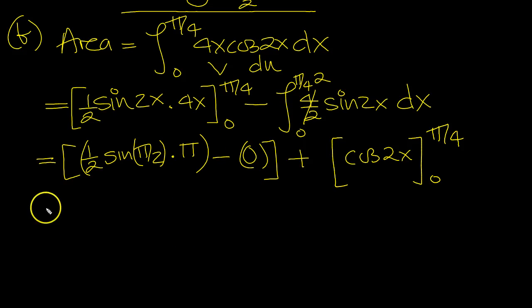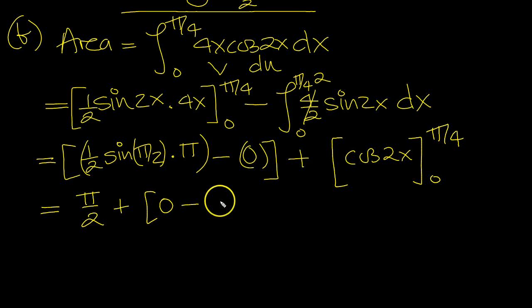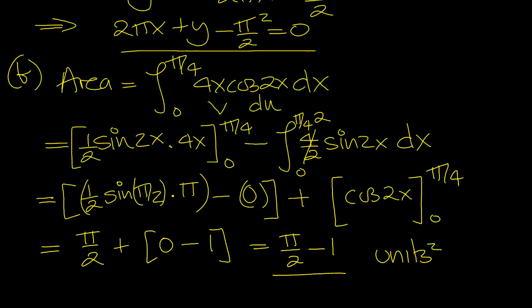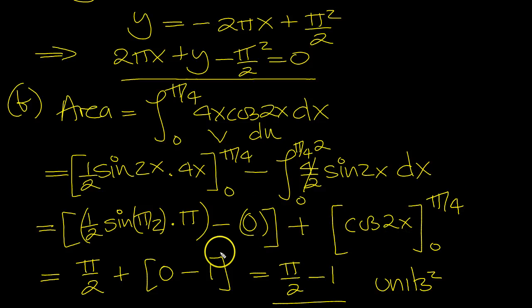Now, okay, let's see what we've got then. Sine pi over 2 is 1, so this is pi over 2 here. Okay, cos 2 pi over 2 will be 0. So the top value will be 0. Take away bottom value, put 0 in, you get 1. So it's pi over 2 minus 1. It's a measure of area, so it's units squared. That's the solution to the integration by parts.